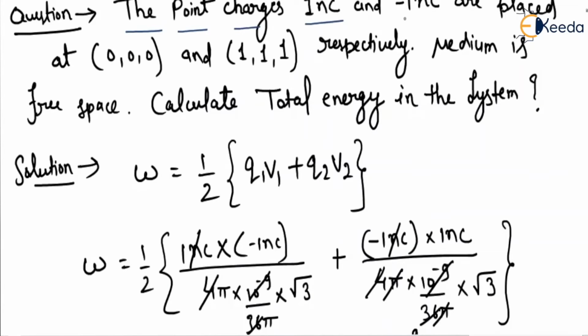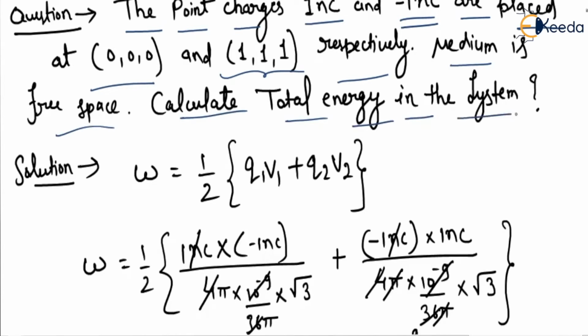The point charges 1 nanocoulomb and minus 1 nanocoulomb are placed at the origin (0, 0, 0) and (1, 1, 1) respectively. The medium is free space. Then calculate the total energy in the system.